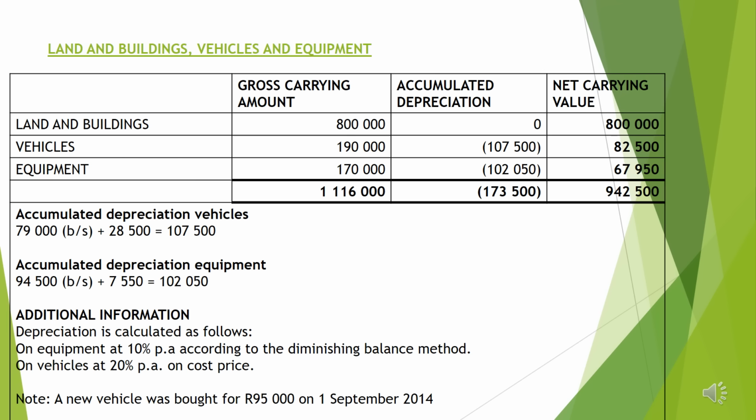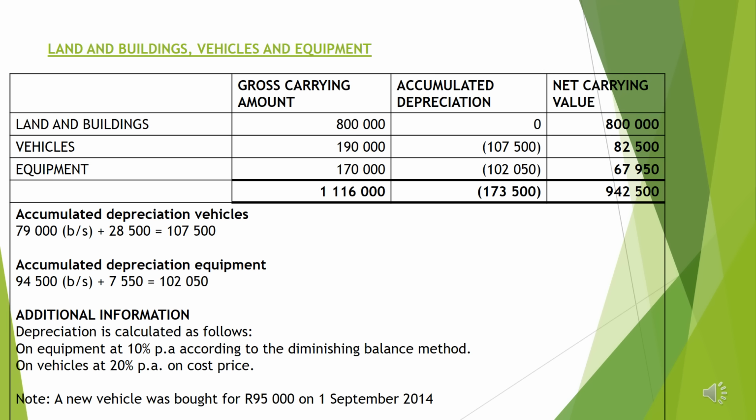Then let us look at your vehicles. On our additional information, we have some information regarding vehicles. They are telling us that depreciation is calculated as follows. We will skip the equipment because it's the last one. On vehicles at 20% per annum on cost price or on a straight line method. It depends which term you prefer to use.